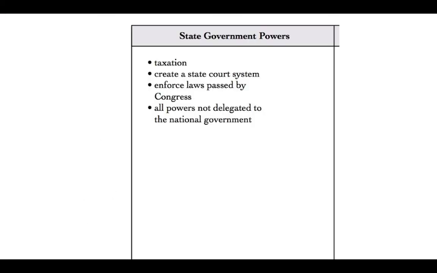All right, so next, after we've shared our answers, here is what I have in regards to the state government powers. We need to make sure that everybody in the room has these 4 bullet points written on their graphic organizer. The state government powers given to the states under the Articles of Confederation: they could determine taxation. Every state had their own court system. Every state was responsible to enforce laws passed by Congress, and all powers that were not delegated to the national government were given to the state governments. Pretty broad, if you're asking me.